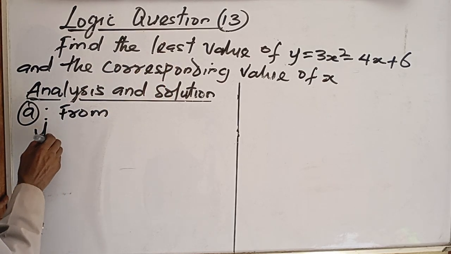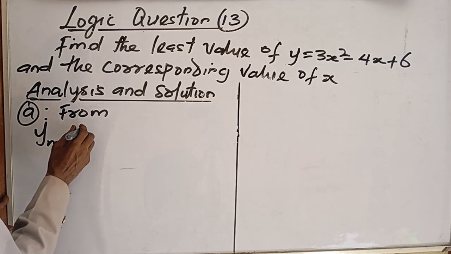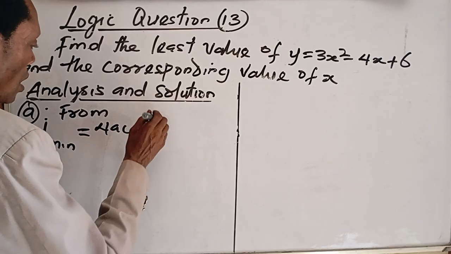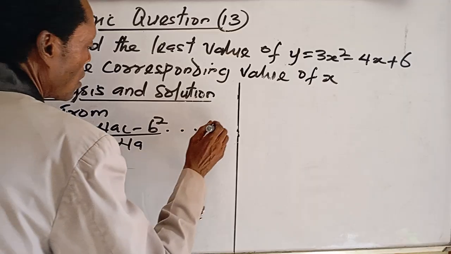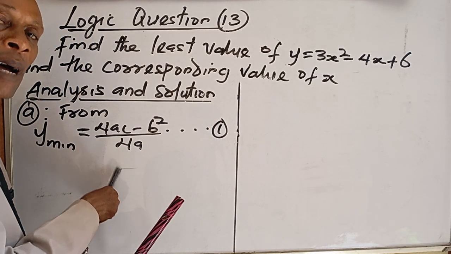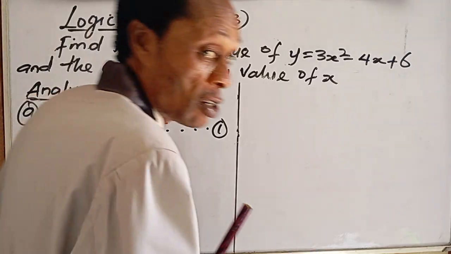This is the formula. This stands for minimum value of y. So 4ac minus b squared all over 4a. So this is the formula for calculating either minimum or maximum value of y.